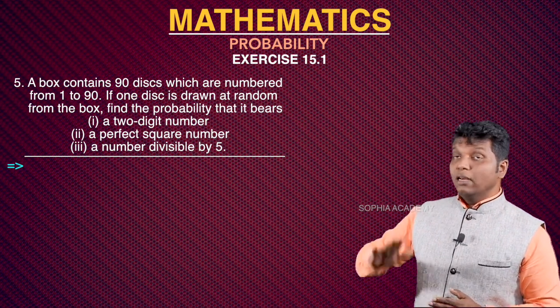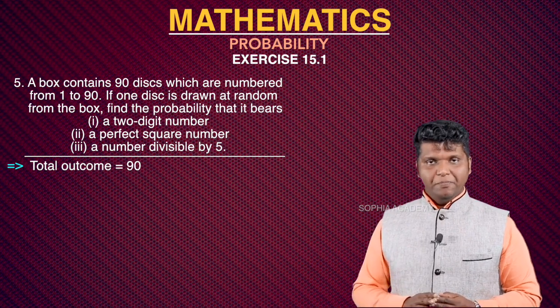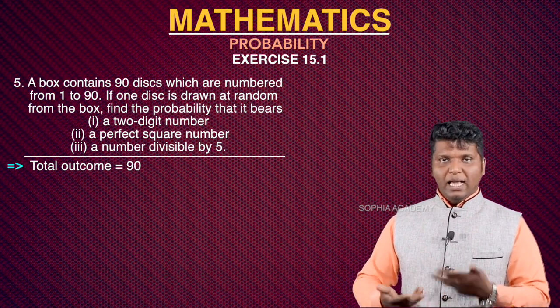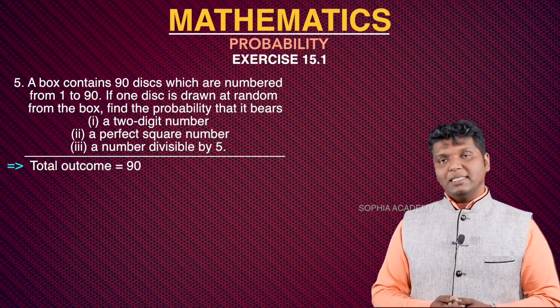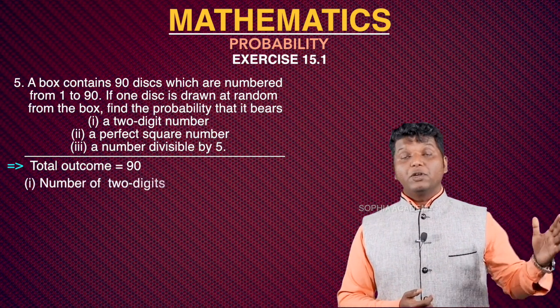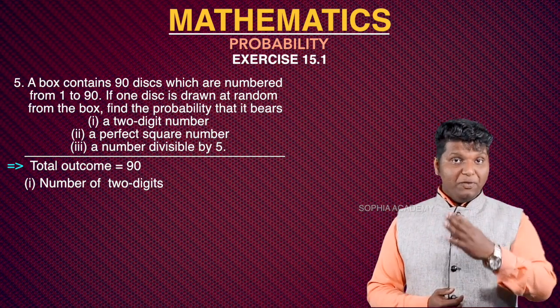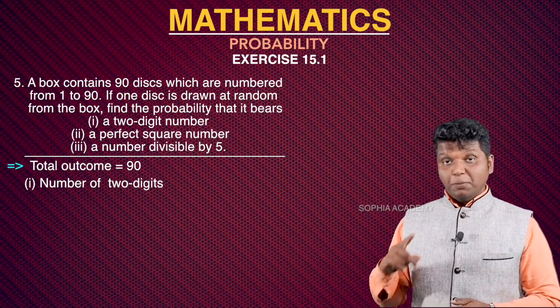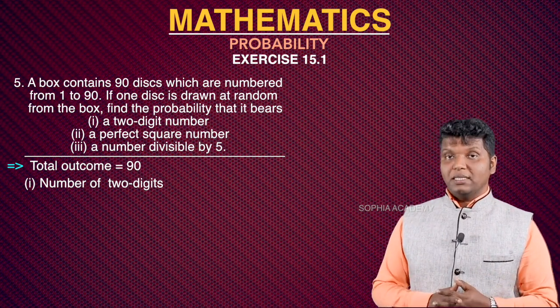First of all, we will write the total outcome is equal to 90. So out of 90 will come each of our answers. Every time the denominator will be 90 itself. Now tell me, how many numbers are there which are of 2 digits? Which is the first 2-digit number? It is 10, right? Up to 90. So from 10 to 90, how many numbers are there?